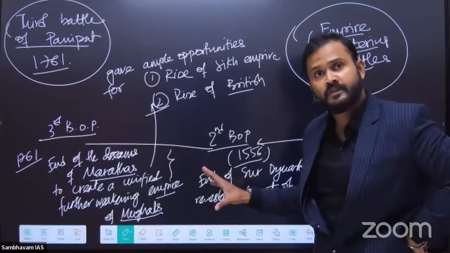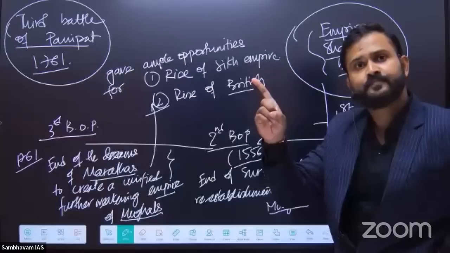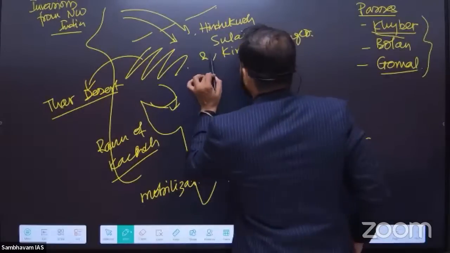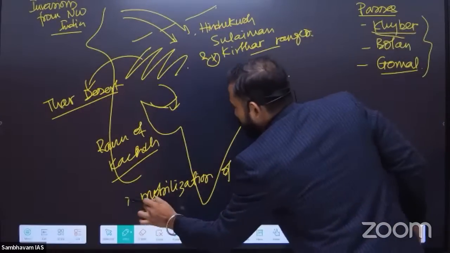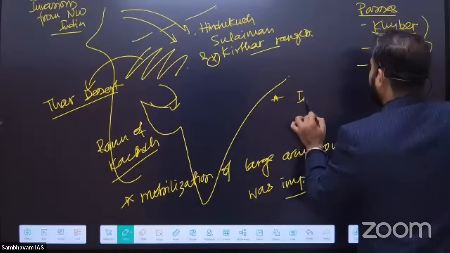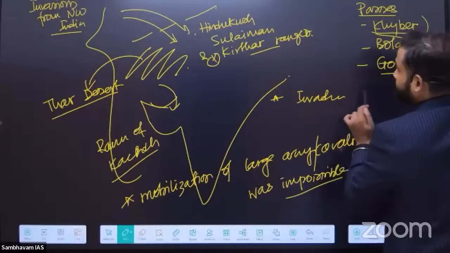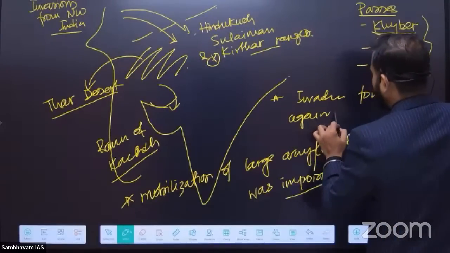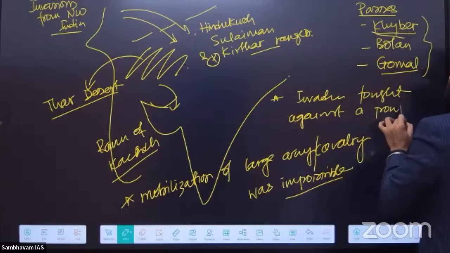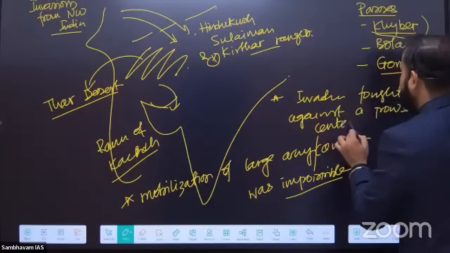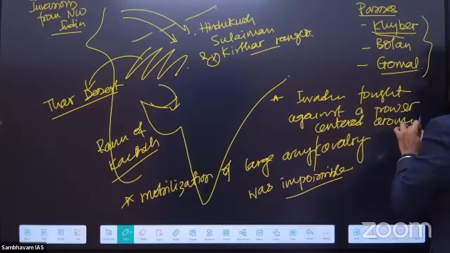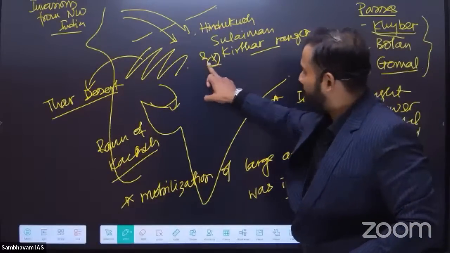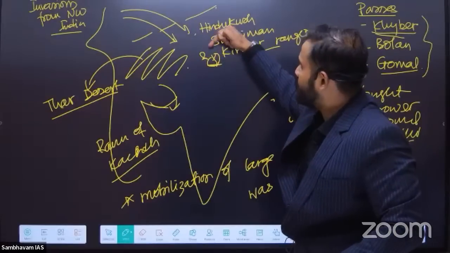The second observation is that the clue is enshrined here in these trends. All these powers had their capital at Delhi. That means the foreign marauders, the invaders fought against a power centered around Delhi. Understood? To attack against a power in Delhi, their meeting point will be anything nearby.